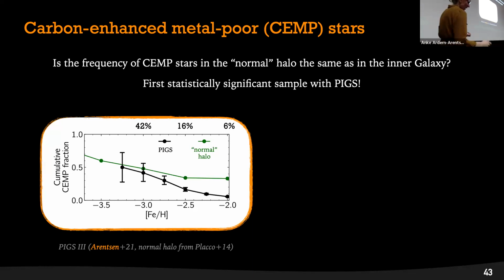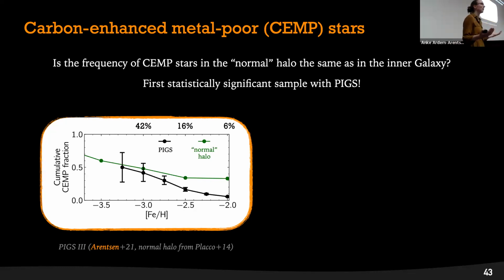And what we found as a function of metallicity, so in black is the frequency, so the fraction of stars that is carbon-rich below a certain value. And in green is that for the normal halo. And you can see there's actually a very big difference in these frequencies between the inner galaxy and the rest of the halo, although they get together more closely as you go to lower metallicities. As you remember, the lower metallicity ones were likely the ones that connected to the first stars. So maybe they're actually quite similar in the halo and the inner galaxy. But in this range, it's a very big difference.